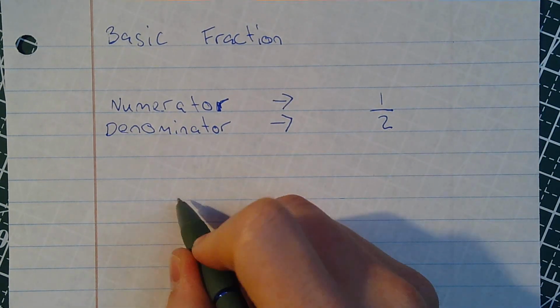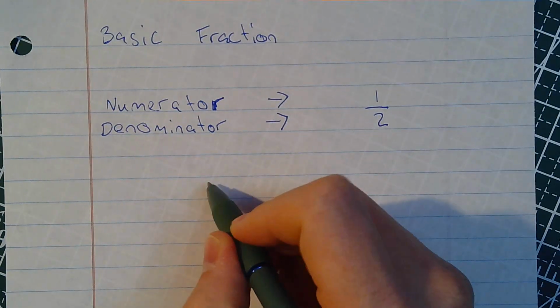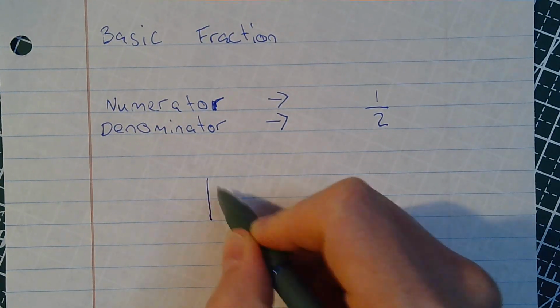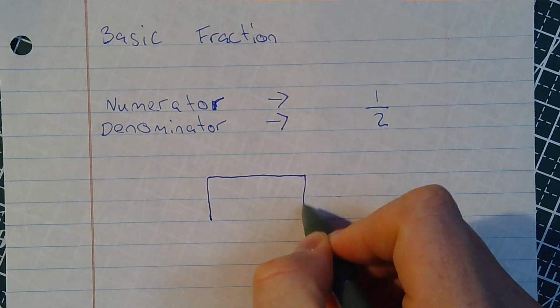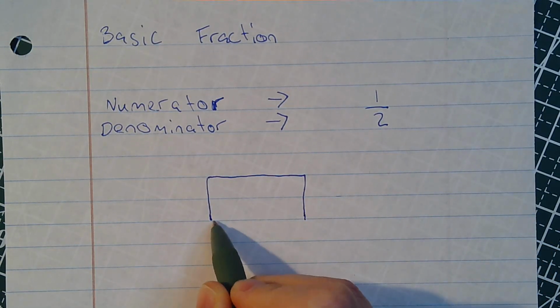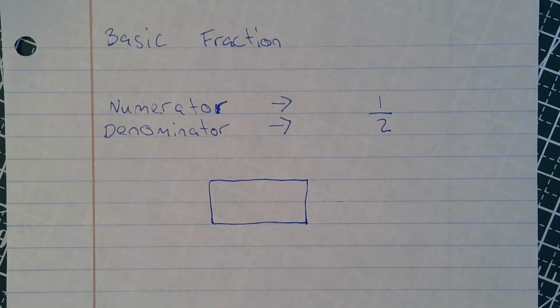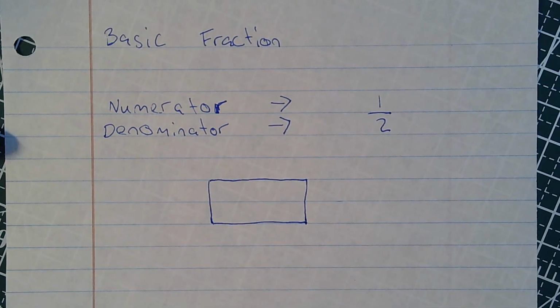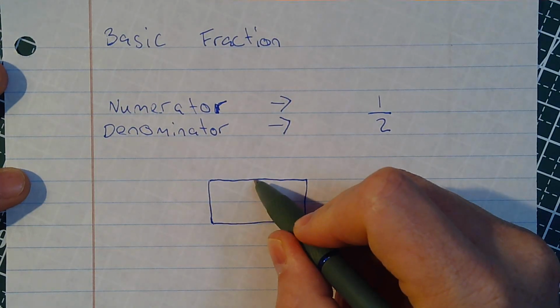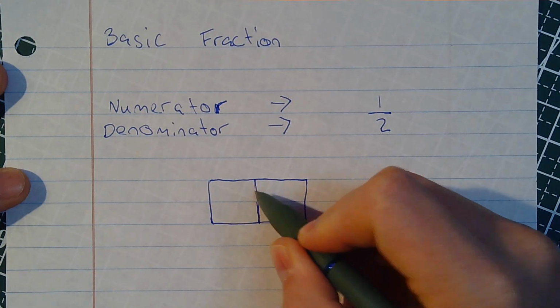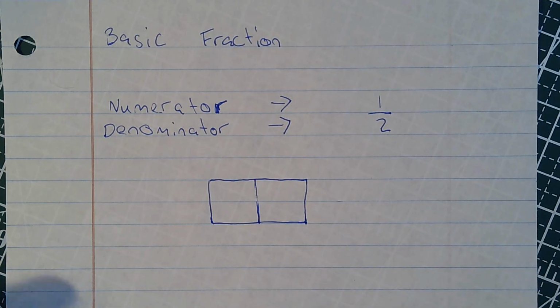So we're going to draw a shape. And the easiest for me, since I'm not an artist, is to just draw a really simple rectangle. So we've got our shape. If we were going to split this in half, we just do a line down the middle. So now our shape is in half.